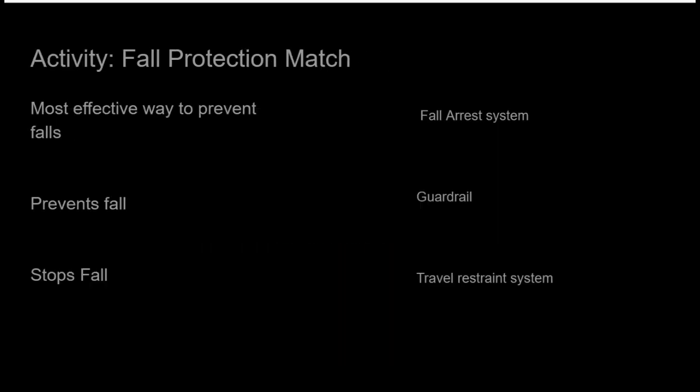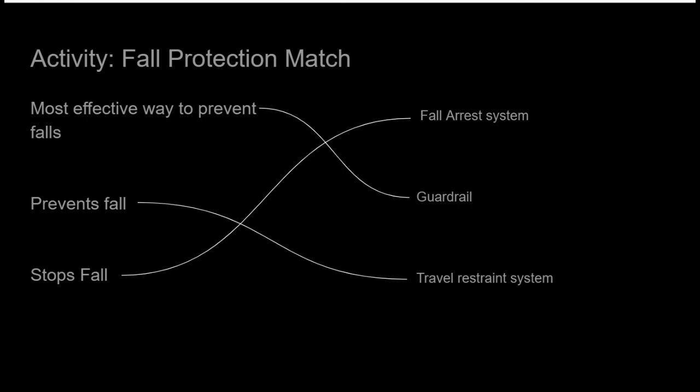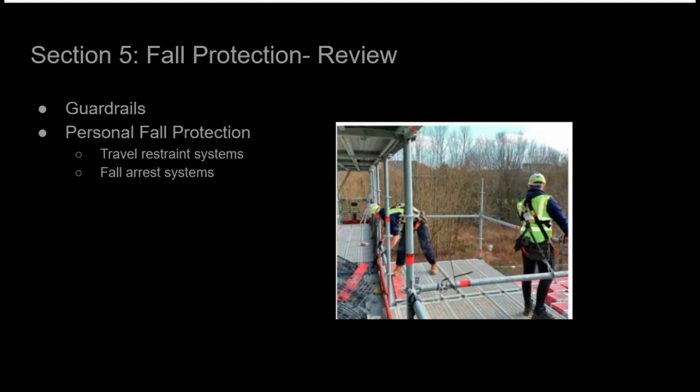Another activity. Match the word or phrase in the first column with the best choice in the right column. Nicely done. Travel restraint systems prevent falls, but guardrails are the most effective way to prevent falls. Fall arrest systems stop falls.